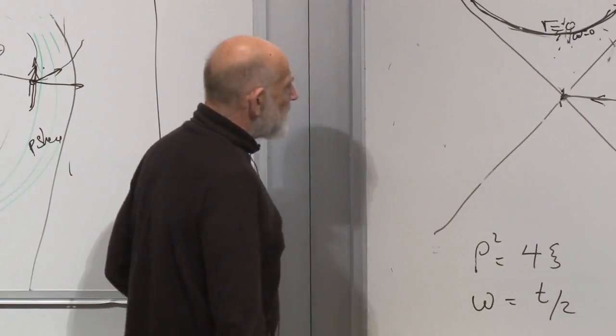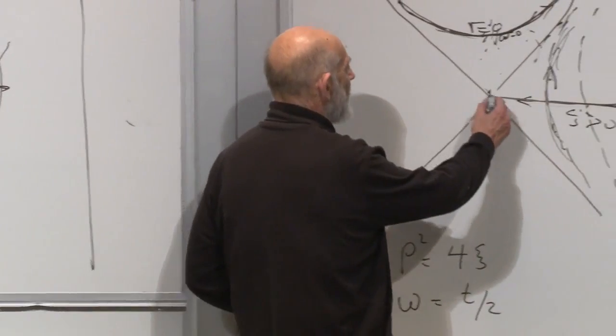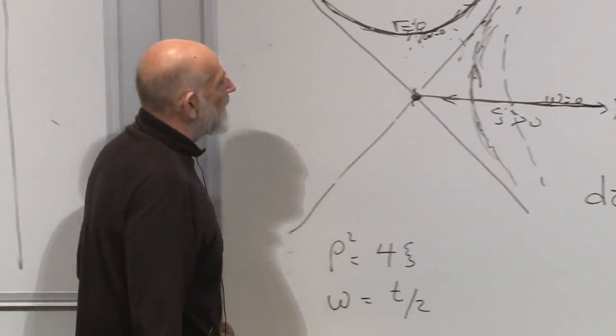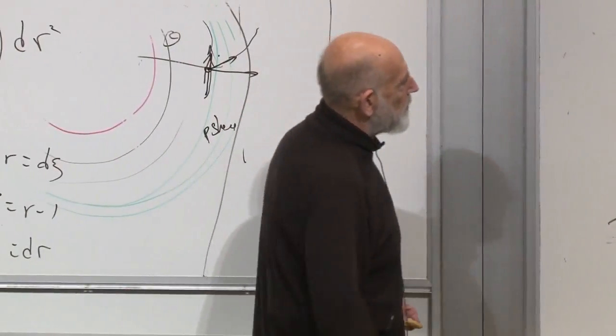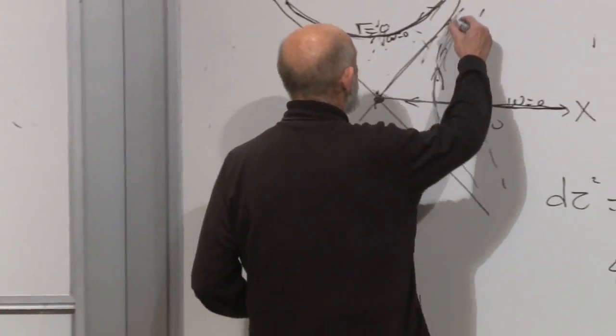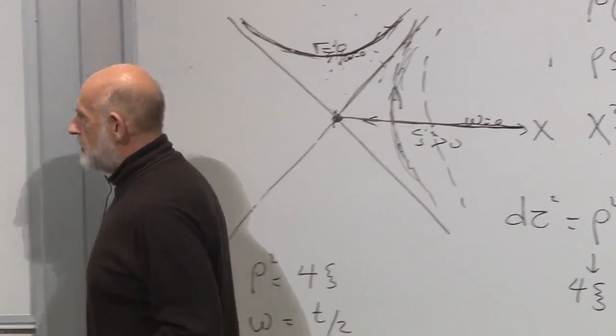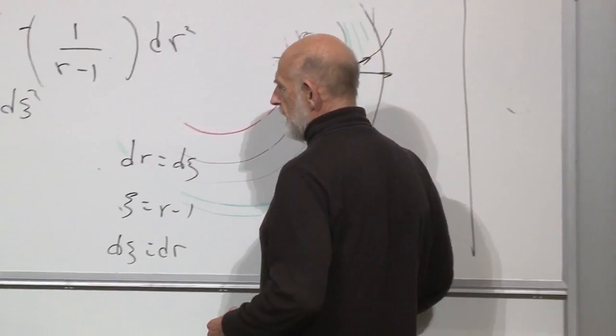What about the horizon? Well, the horizon is over here, but we're going to think about it a little bit differently eventually. We're going to think about this whole line as being a horizon. But let's erase some of this.